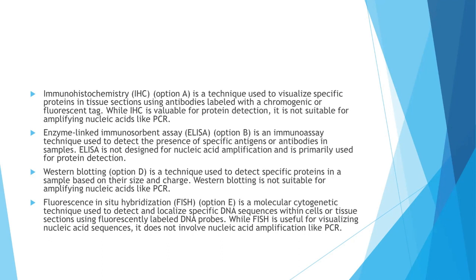Fluorescence in situ hybridization is a molecular cytogenetic technique used to detect and localize specific DNA sequences within cells or tissue sections using fluorescently labeled DNA probes. While FISH is useful for visualizing nucleic acid sequences, it does not involve nucleic acid amplification like PCR.